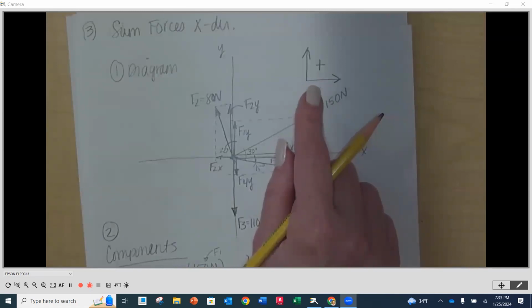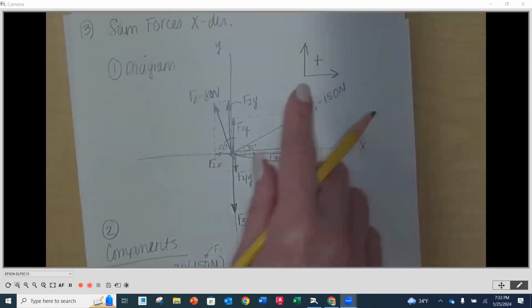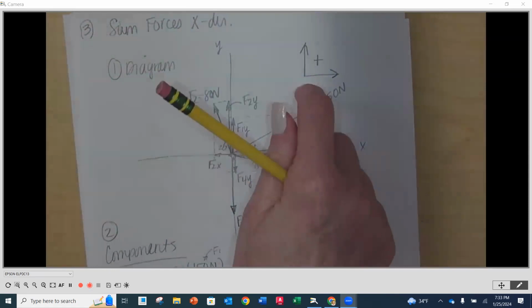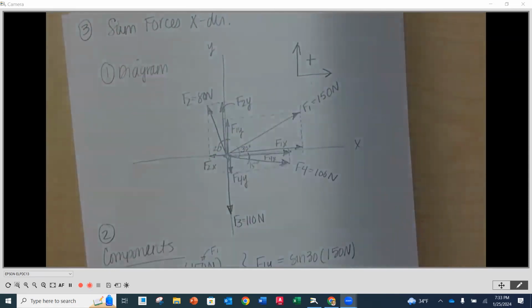I encourage you to only use this convention throughout this class. You really can change it to whatever you want. If you have a lot of vectors going down and you don't want to call those negatives, you can change that convention by just changing this. But let's stick with the standard coordinates.